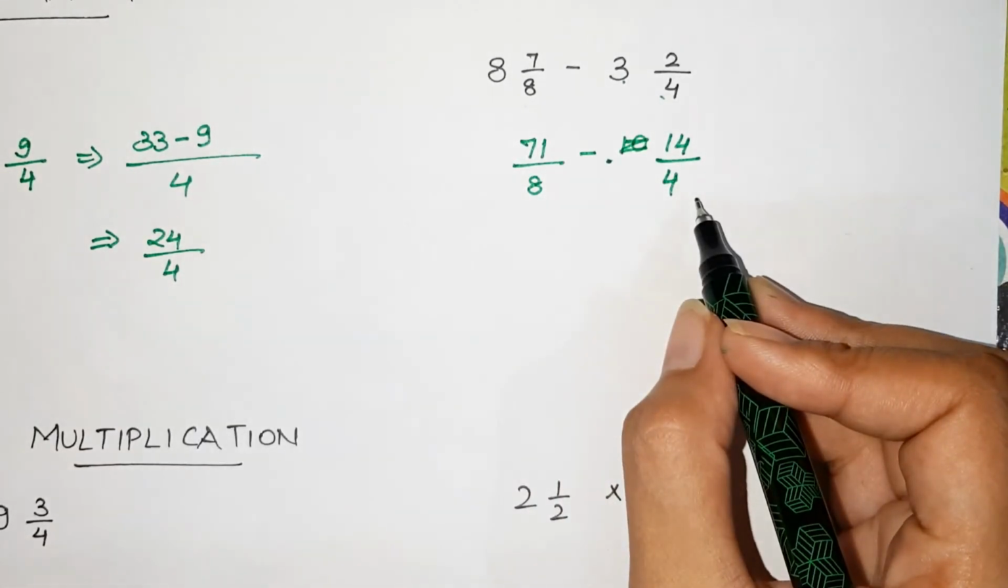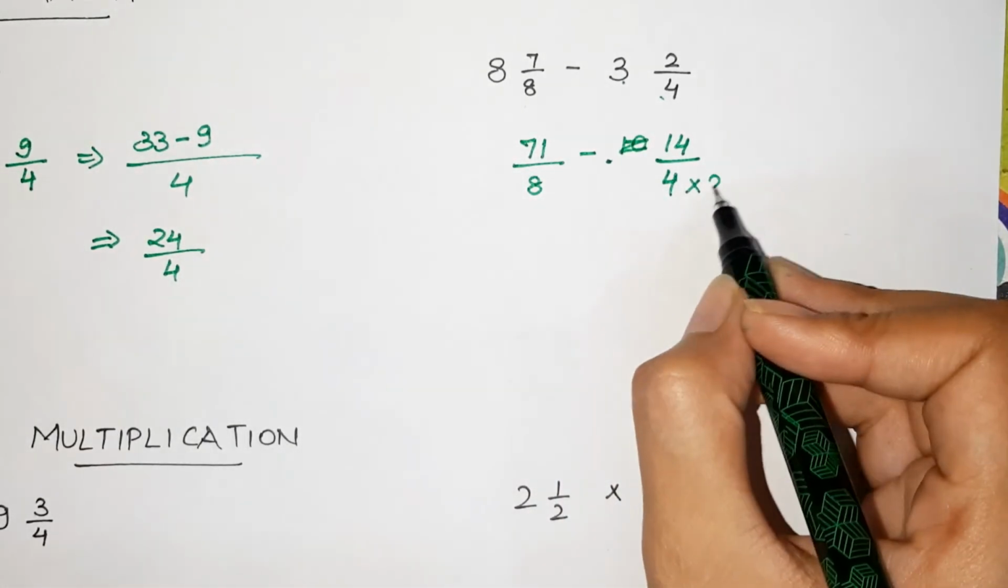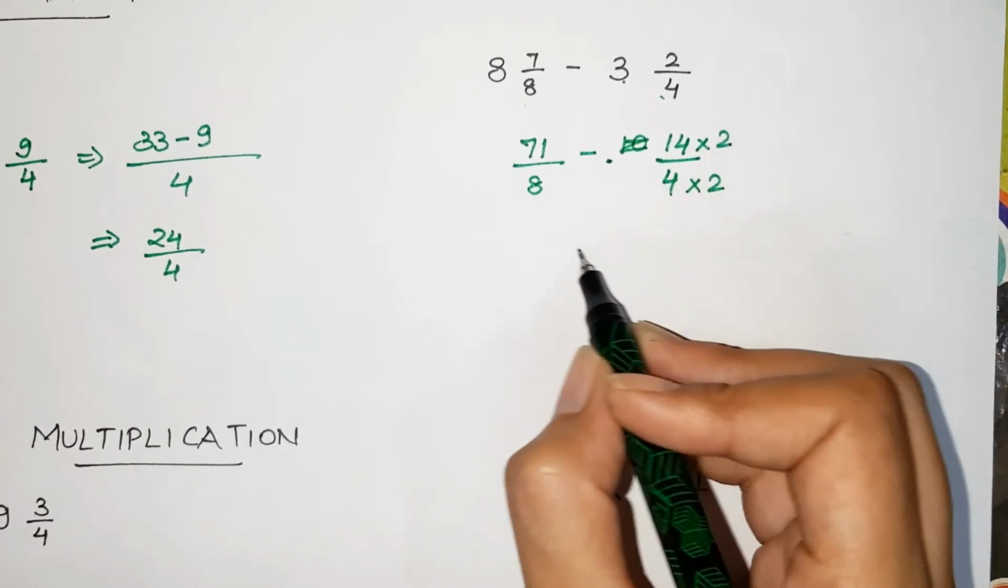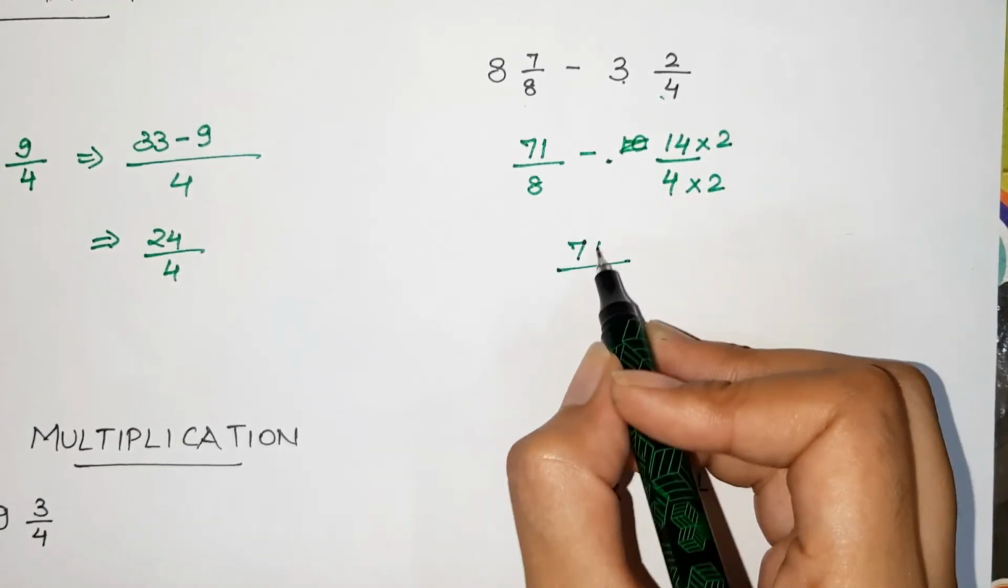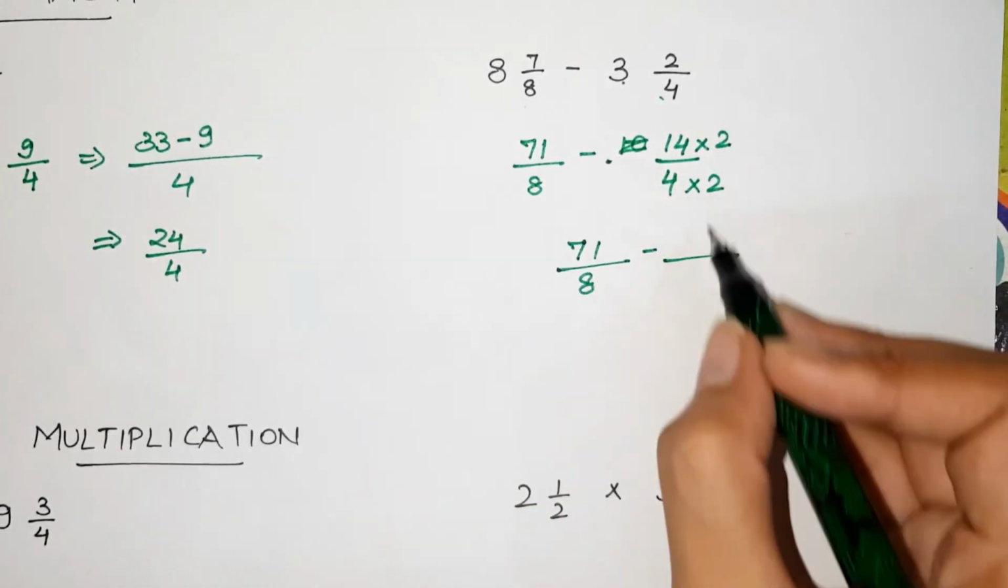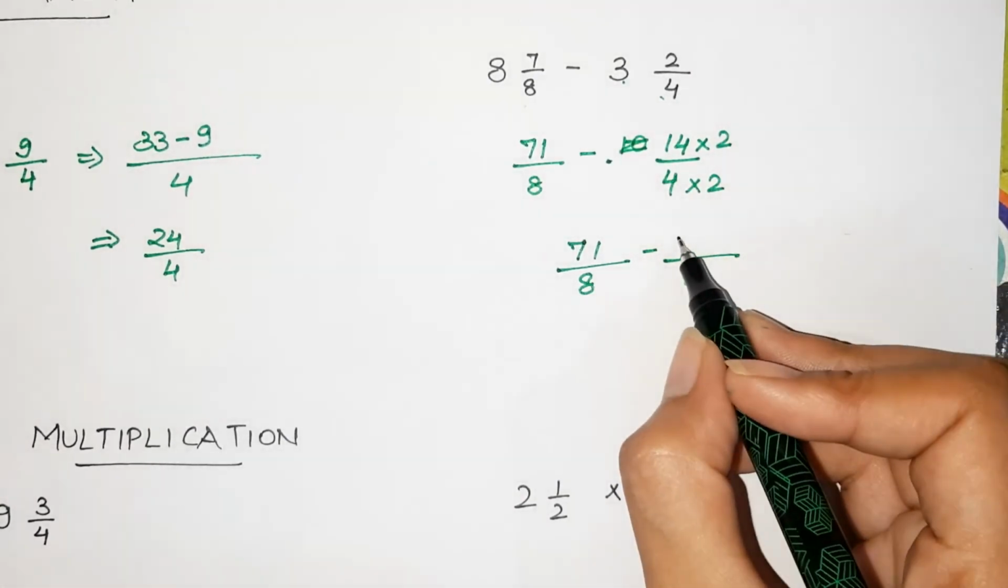We have to make the denominator the same, so multiplying it by 2. 4 2s are 8, 14 2s are 28.